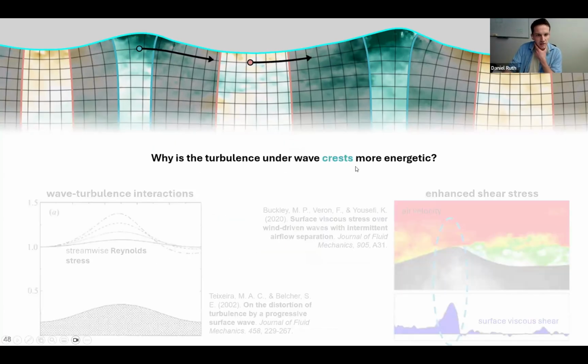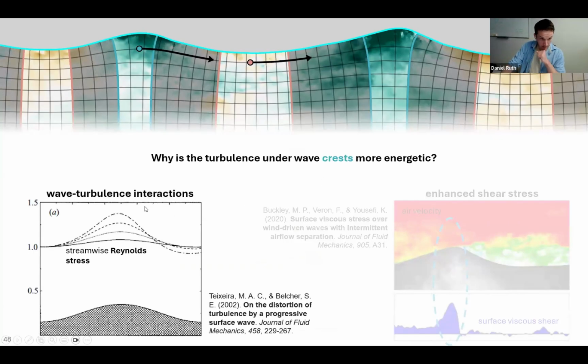So just to end, we can think about why physically it might be the case that the turbulence is more intense under the crests. I showed this picture at the beginning of the talk. It's results of theoretical work that says when waves are interacting with turbulence, you're going to end up with more intense turbulence under the wave crests.